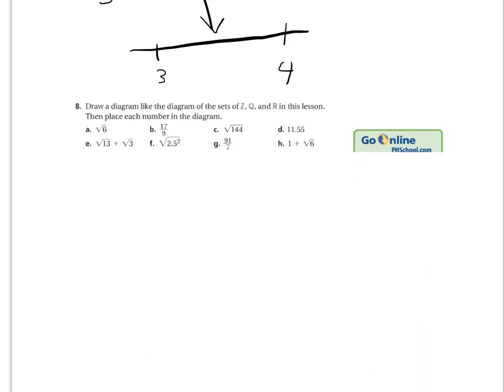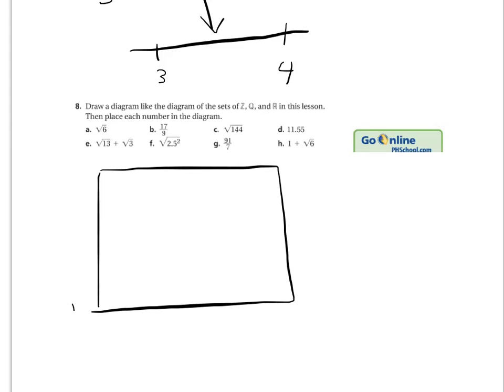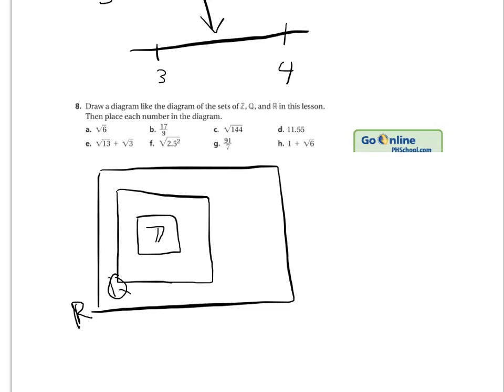Draw a diagram like the diagram of the sets Z, Q, and R in this lesson. Then place each number in the diagram. So R is the real numbers, which is the biggest box. So that's the real number box. And inside the box we have the rational number box. And inside that box we have a small box for integers.